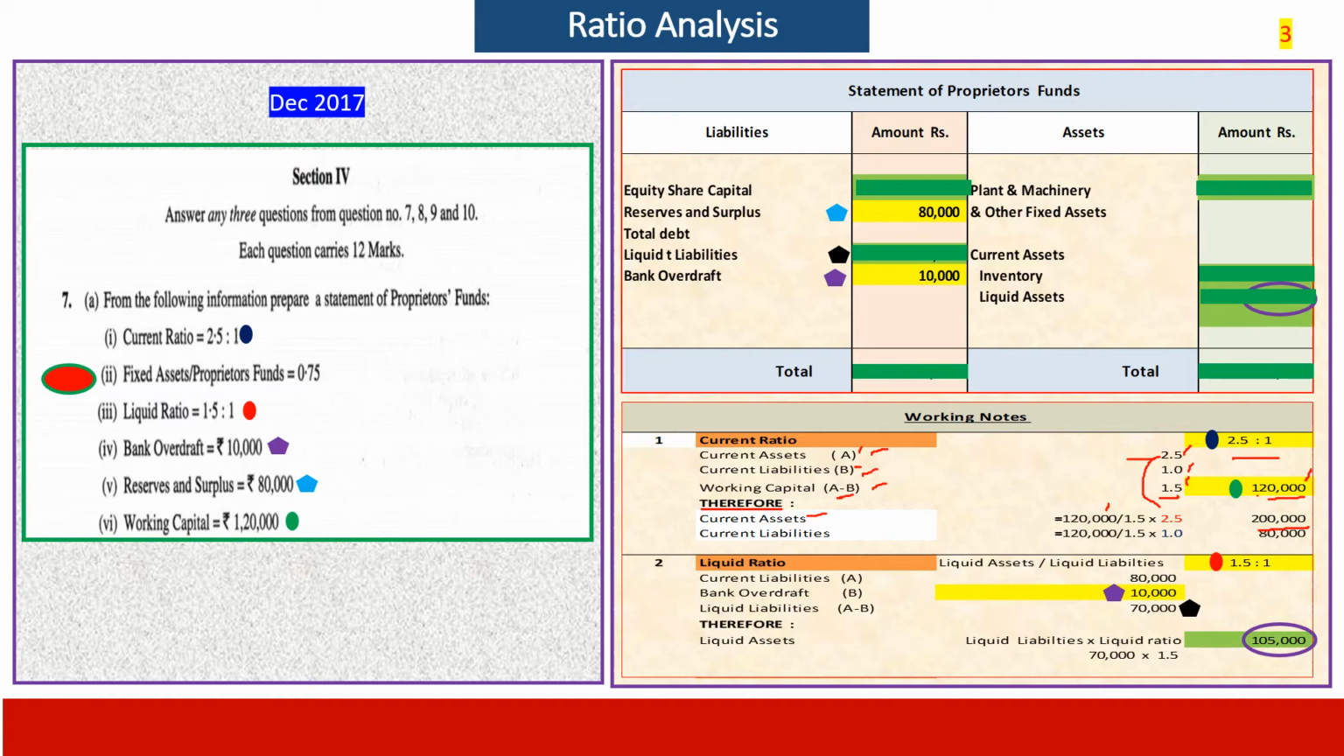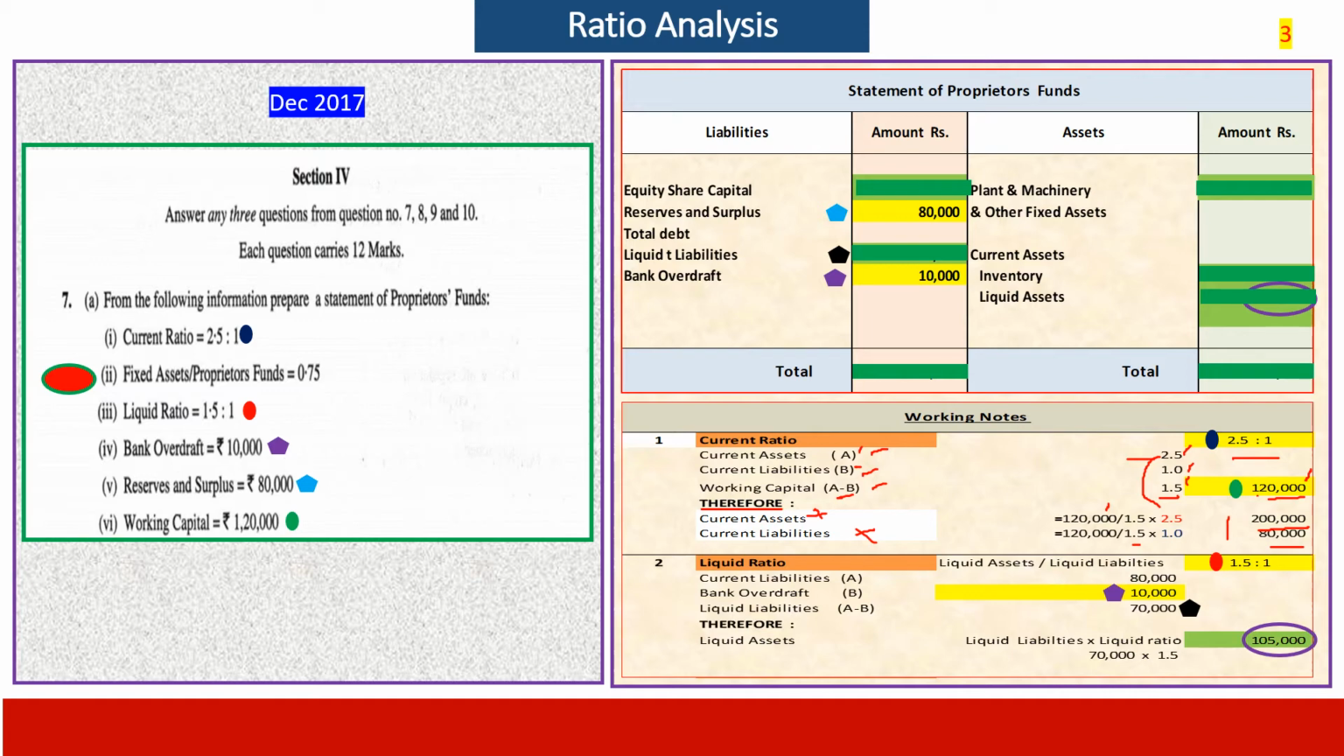Similarly, if 1,20,000 is equal to 1.5, how much is 1? That is 80,000. In the process, we have now derived from working capital and the current ratio how much is current assets and how much is current liabilities. That is a good achievement. Then we have got the current assets and current liabilities.